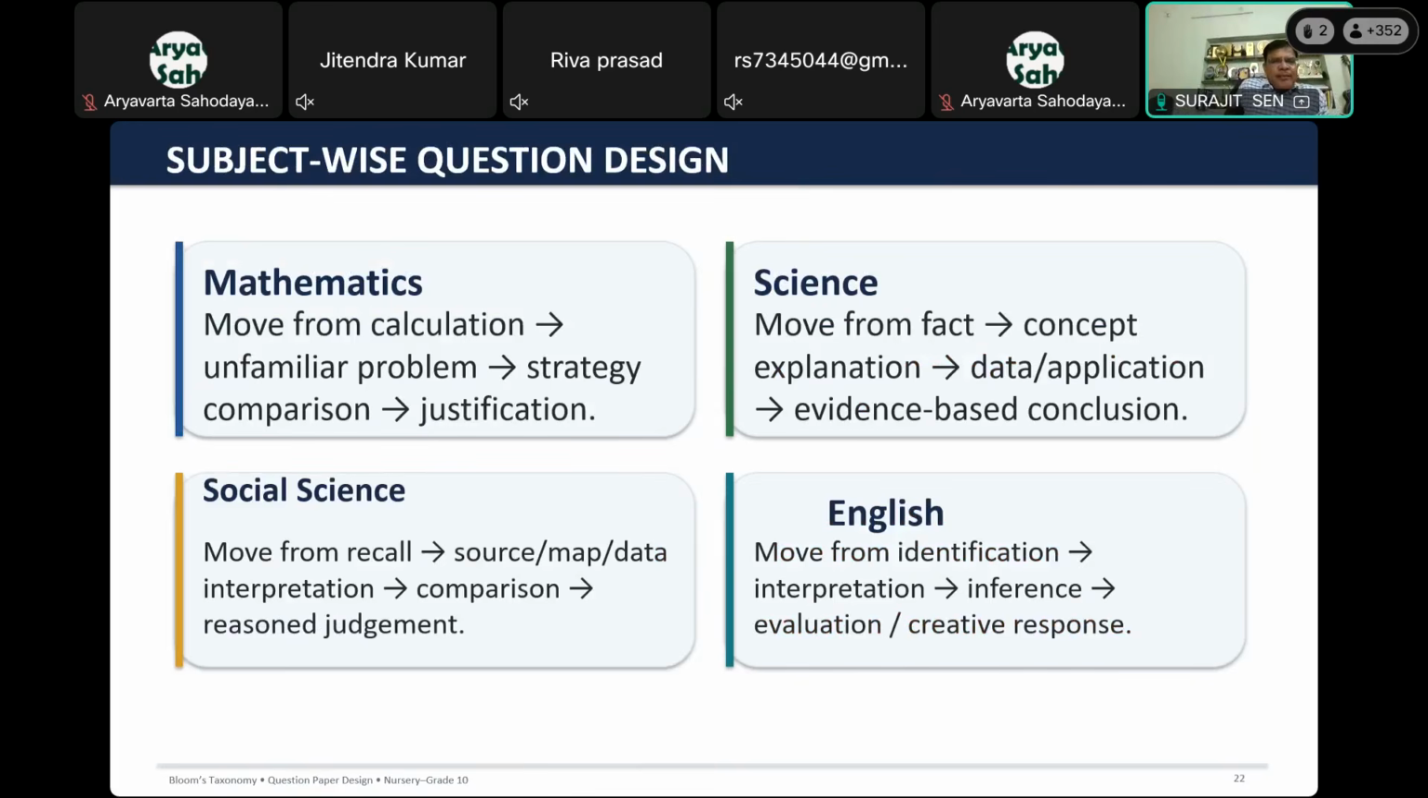Complex question design: mathematics moves from calculation to unfamiliar problem, strategy comparison, and justification. In science, move from facts to concepts to explanation, application of the explanation, and if possible, an evidence-based conclusion they can give. What is this evidence-based conclusion?